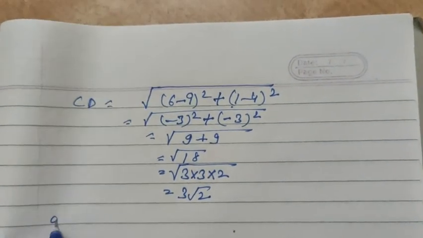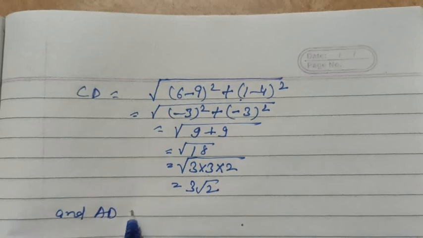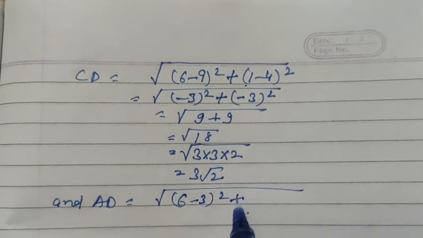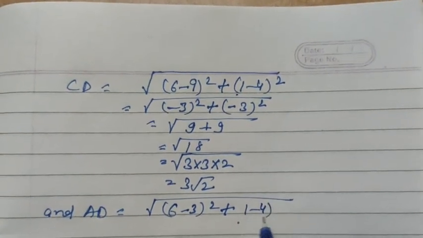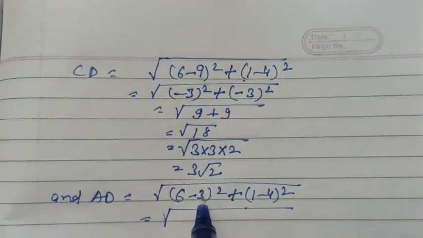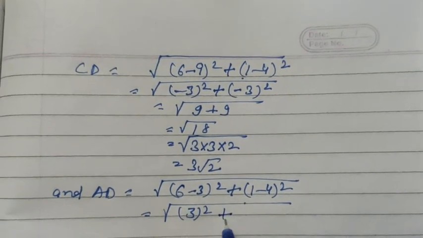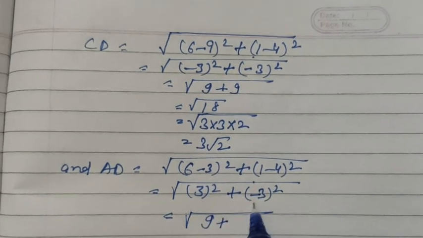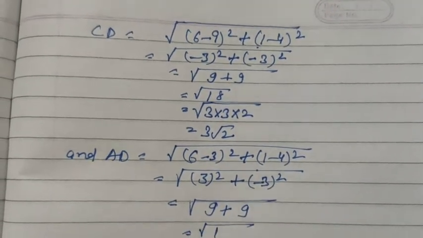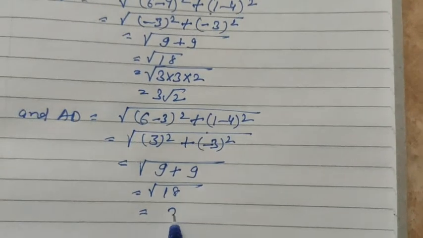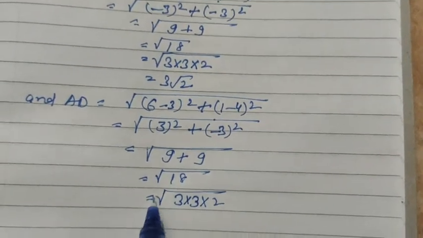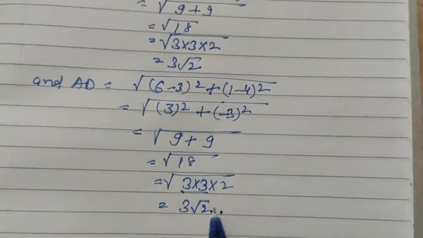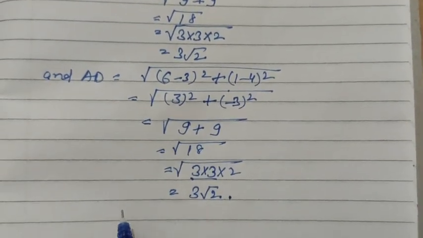Now, last in the end, we have AD, or we can say DA. So this will be (6 minus 3) whole square plus (1 minus 4) whole square. So 6 minus 3 squared becomes 3 squared, plus 1 minus 4 becomes minus 3, so whole square. So 3 squared becomes 9, plus minus 3 squared becomes 9 again. This will be 18, and 18 can be written as 3 into 3 into 2. So we can write it as 3 root 2. So we have all the four sides equal.